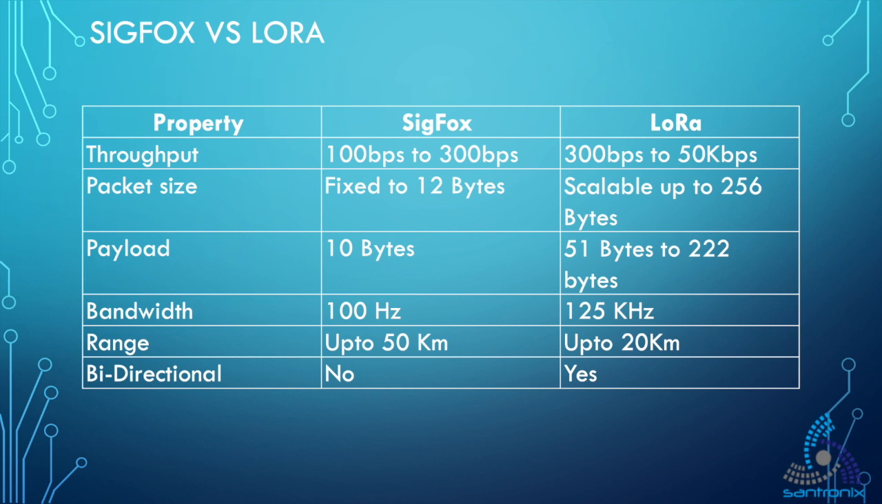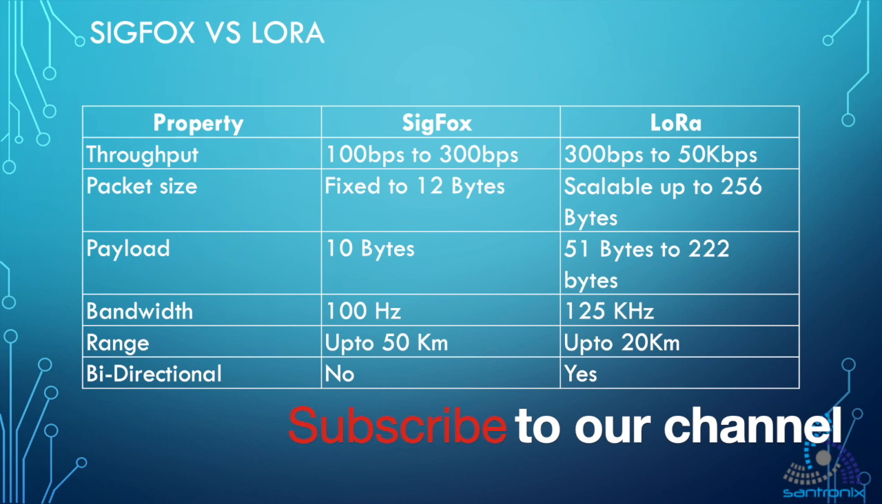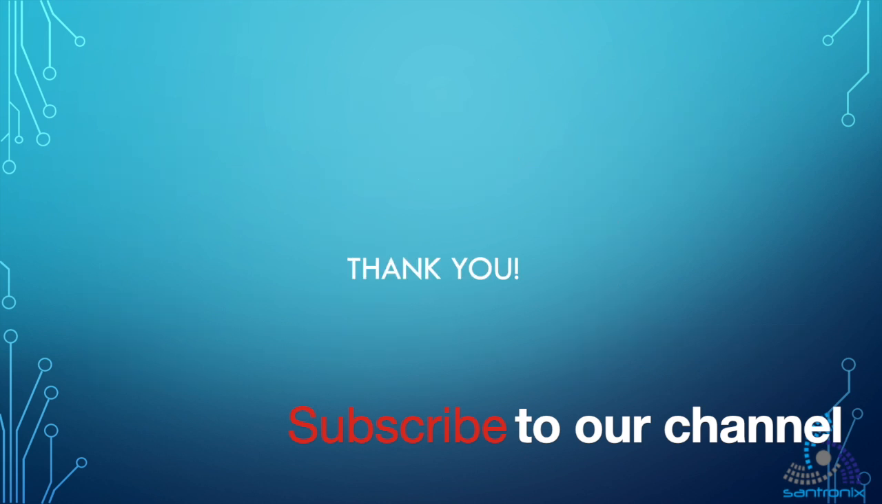Again, the range for Sigfox can go up to 50 kilometers, which means it can actually cover a small town, whereas LoRa can go up to only 20 kilometers. So it can cover only a small community or small place or small island. Whereas Sigfox is only unidirectional, LoRa is bidirectional. So LoRa wins in directional capability.